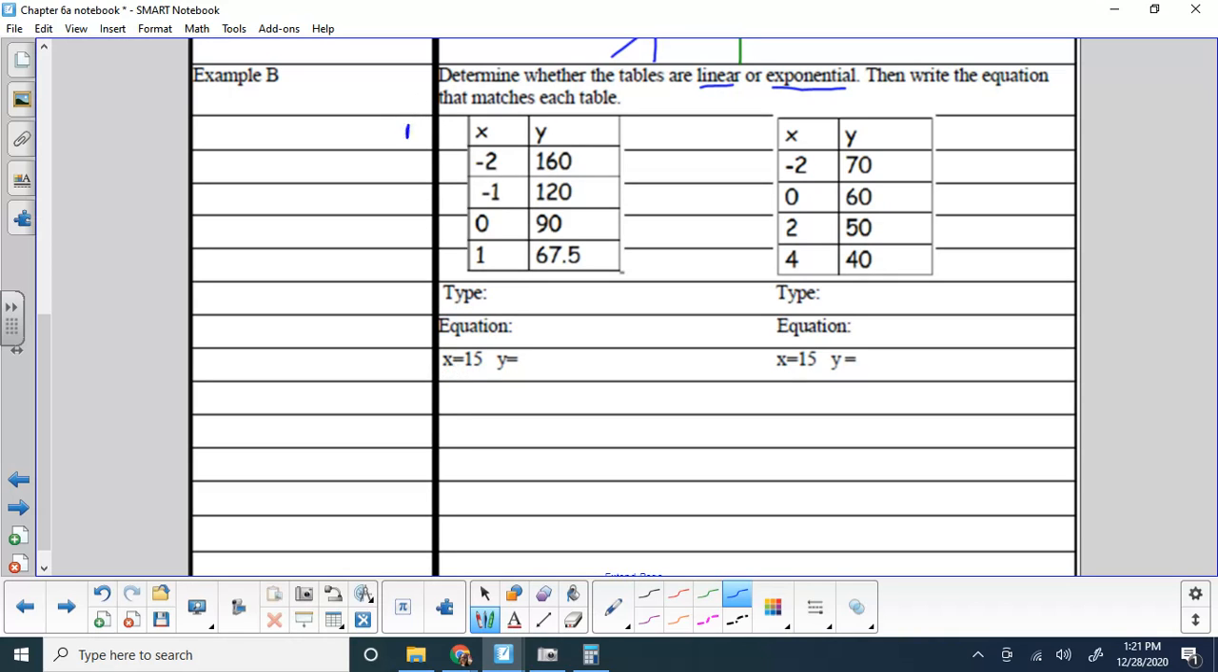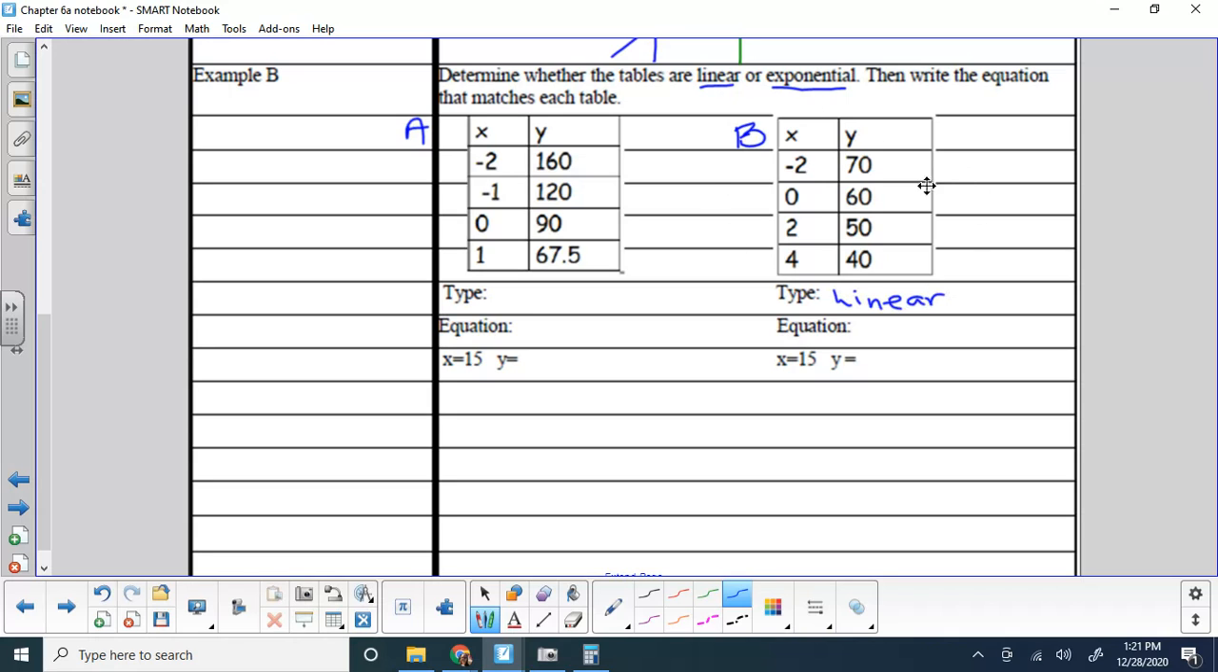So we're going to call this table A, and this is going to be table B. I want you to determine or make a prediction. Which one is linear? Is it table A or is it table B? Hopefully you said table B was our linear graph.